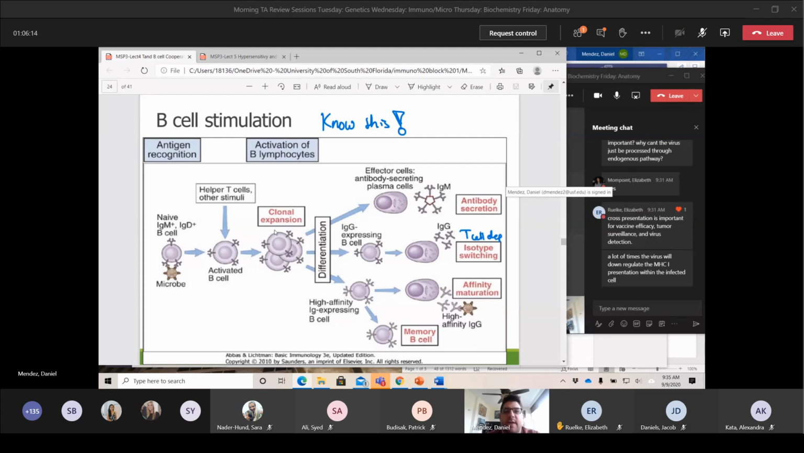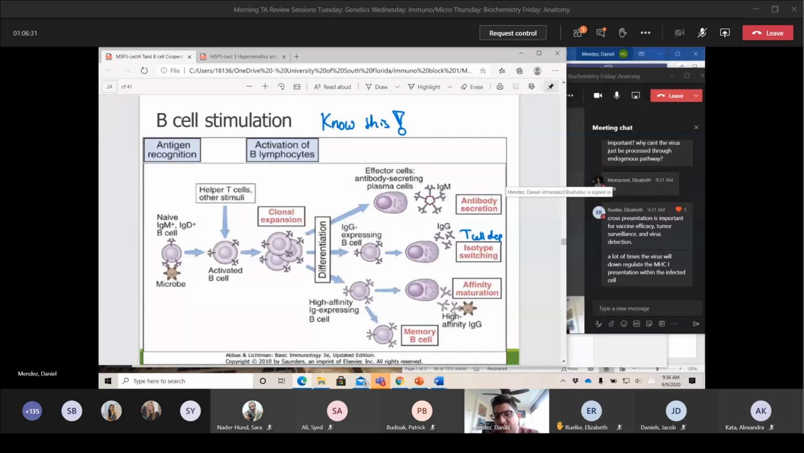We're going to go through clonal expansion. So we're going to create multiple copies of this same one. Depending on this microbe and the activation process, we can either get antibody secretion, we can get isotype switching, which is going to be T cell dependent, we can get affinity maturation.